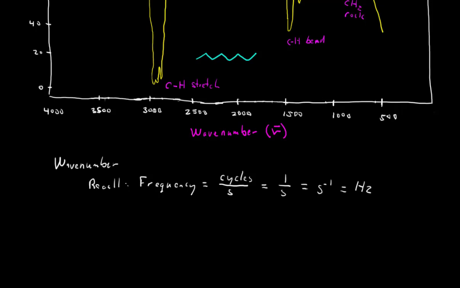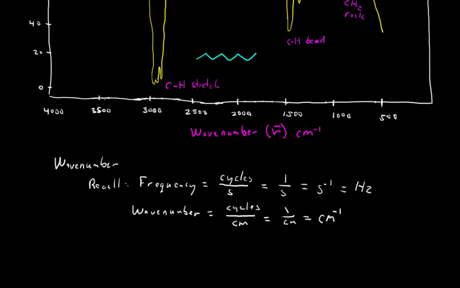Wave number is closely related, but not exactly the same thing. So wave number is defined, instead of cycles per second, as cycles or waves per centimeter. And this is often simply written as 1 over centimeters, or centimeters to the minus 1, or reciprocal centimeters. And so our units for wave number here are reciprocal centimeters.